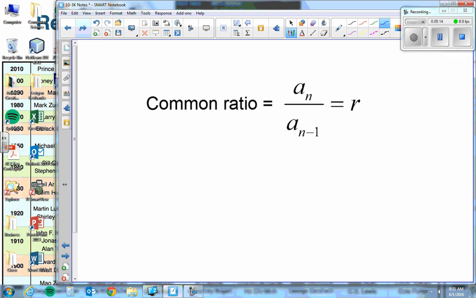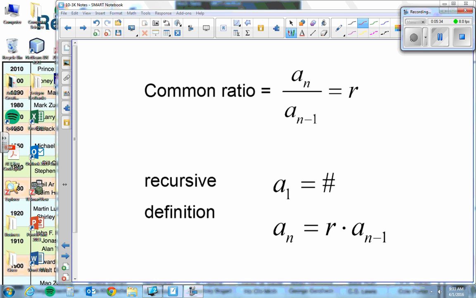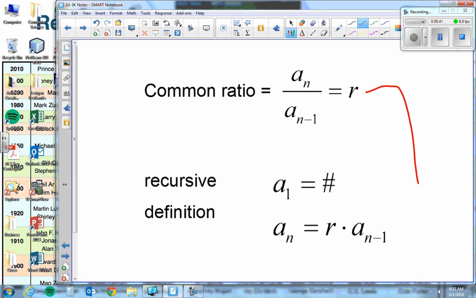All right. On your green note sheet, take out your green note sheet. Write that down for the common ratio. And we're going to do like we did for arithmetic. And in the same box, we're going to write the recursive formula. This is the definition of a geometric sequence. It's one where you have a common ratio that's constant. If you rewrite that, you get this. So, which says if you multiply the previous term by r, you get the next term.